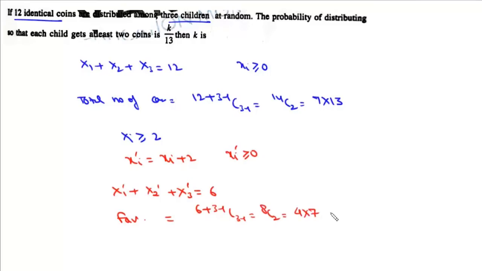Now we need to find this required probability. So this required probability is favorable case which is 4 by 7 upon 7 by 13. So it will be this 7 by 13. So this 7 will cancel. So this probability is 4 by 13 and it is given in the form k by 13. So clearly value of k is 4 in this case.